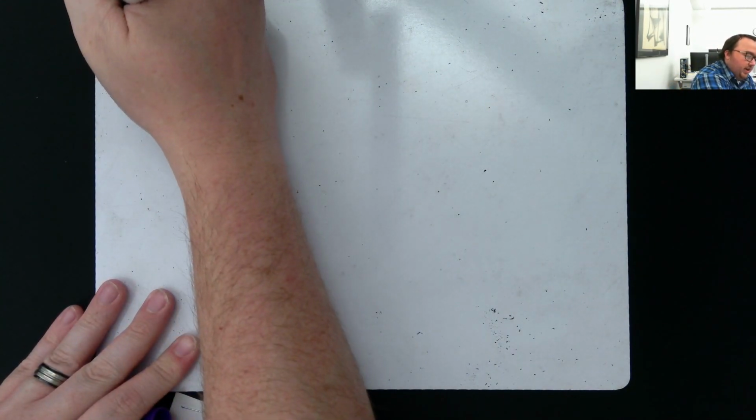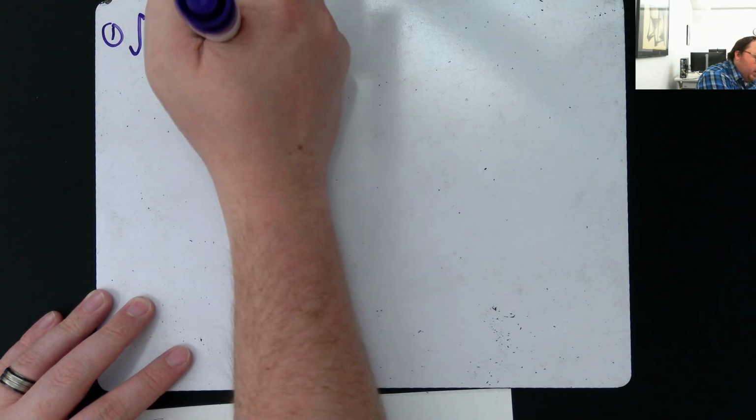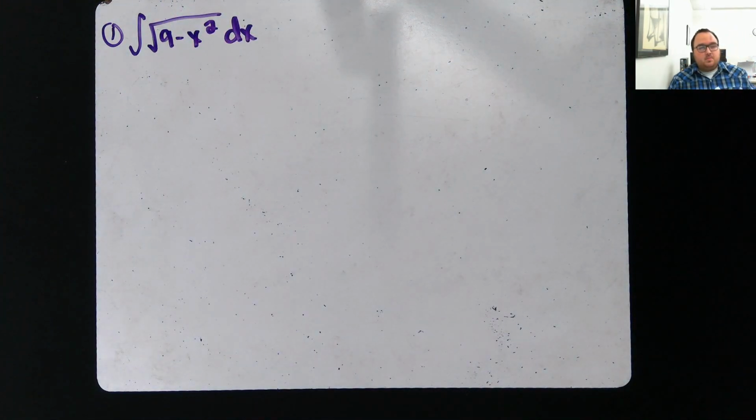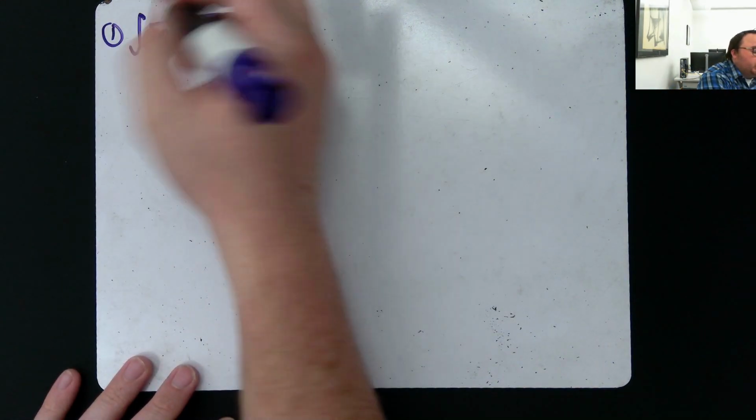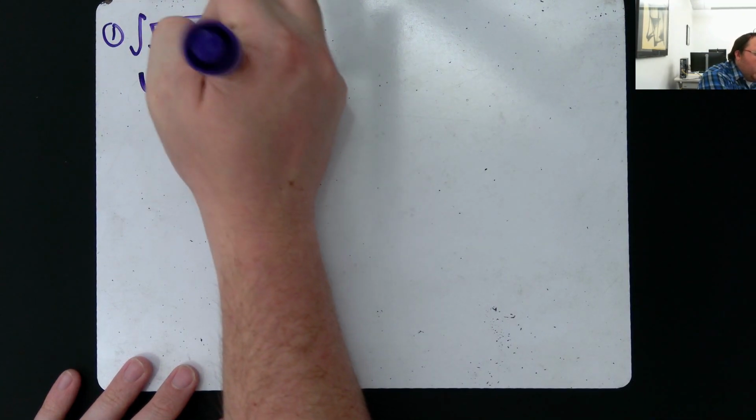Example number 1 is the integral of the square root of 9 minus x squared dx. So using what I know so far, your first thought would be this is the square root of some stuff, right? So my first thought would be let's use u substitution with u equals 9 minus x squared.